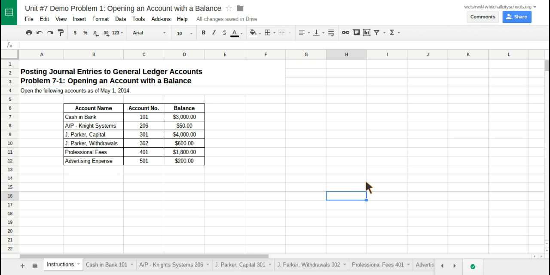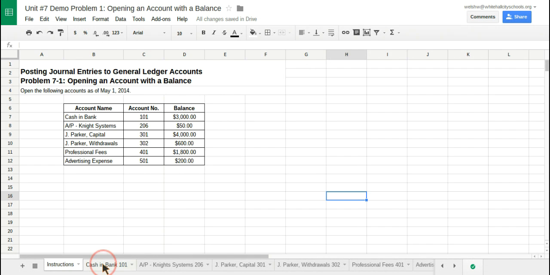Alright, so we're going to start by looking at how to open up the ledger accounts with a balance. At the end of every accounting period, these permanent accounts will have to start with a balance, so we're going to set that up. You can see down at the bottom there's tabs for each of the accounts with their account number. All you have to do is take this information that's given to you, your account name, account number, and balance, and I'll show you how it's done.